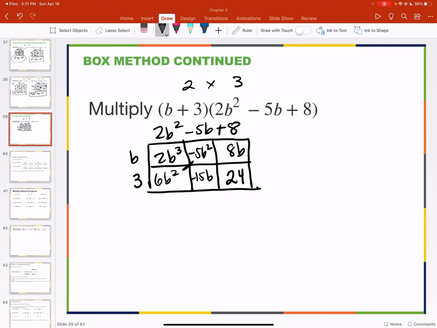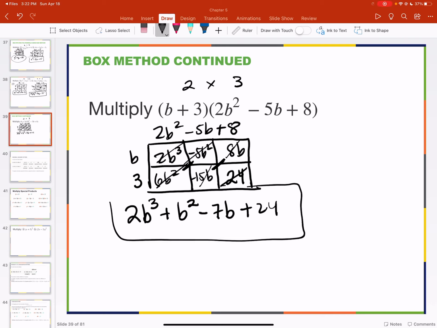So like terms, let's find them. They are diagonal. So 2b cubed, that's that one. 6b squared minus 5b squared, so that's a positive 1b squared, right? Negative 15b plus positive 8b, that's just the difference between 15 and 8, which is 7, but it's negative 7b, right? And then just 24. So that's positive 24. And that's it. See, it's a lot nicer.